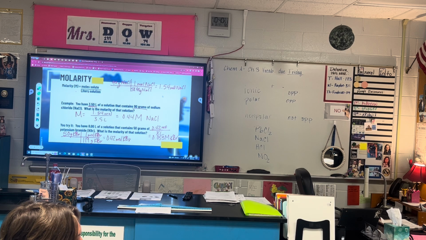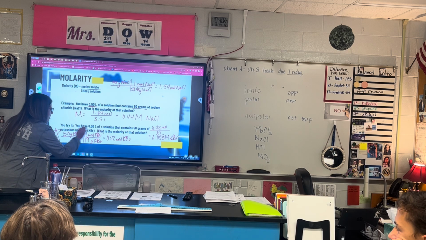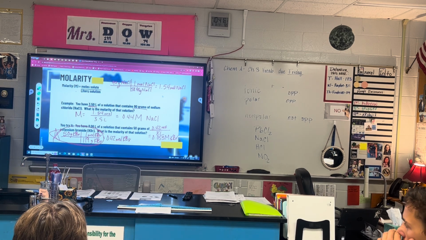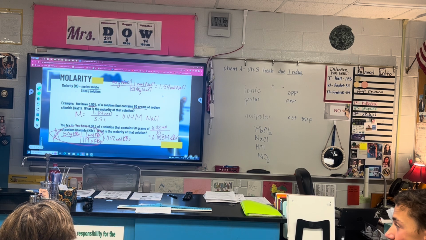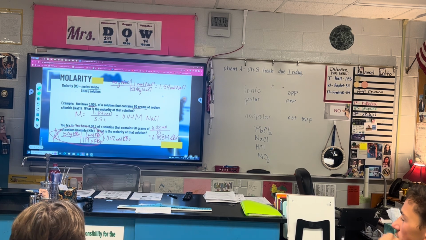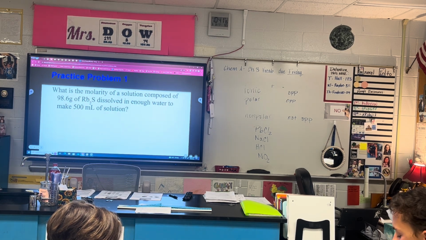Good with that? Not too bad, right? Is everybody good on this part? Because this was from the last test. Is everybody good on that conversion? Are we ever gonna have to find liters? You might be given milliliters, but we'll practice that.